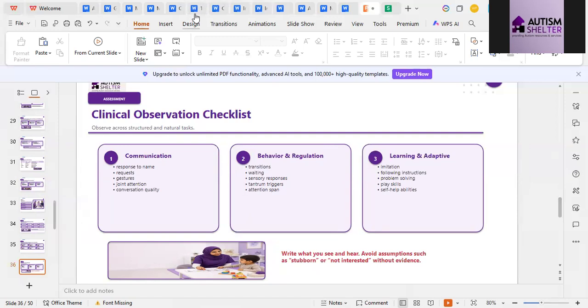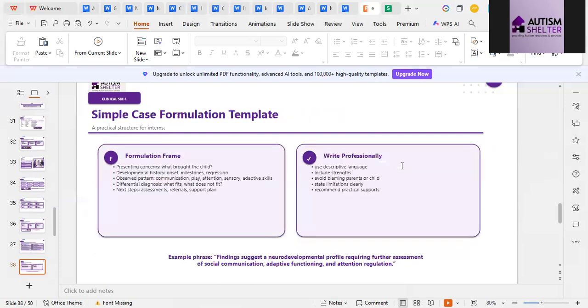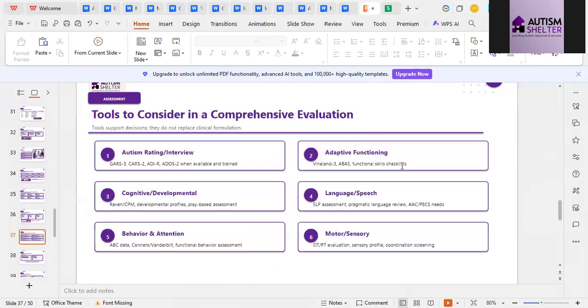Then the learning, and imitation is very, very important. Gross motor imitation, vocal imitation, verbal imitation, imitation matters a lot. And the same goes for the adaptive domain, which I have already talked about. So this is very important.